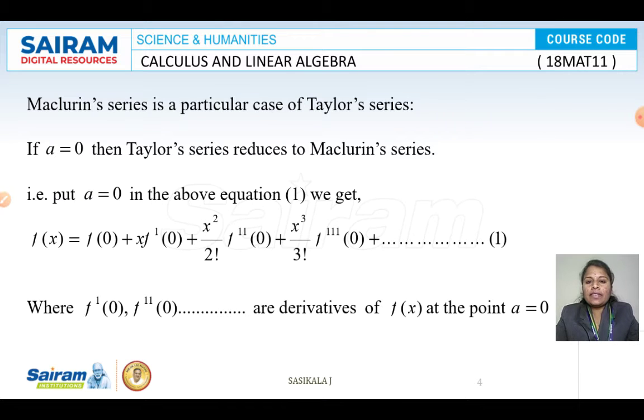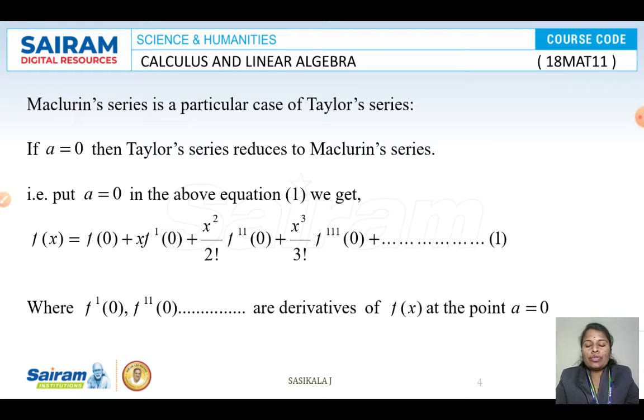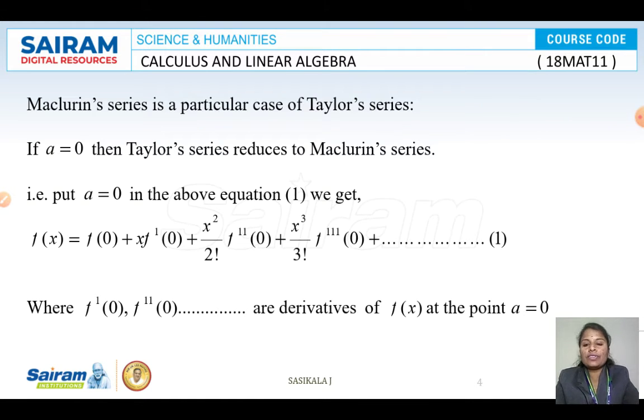From the same Taylor series expansion, we can write the Maclaurin series as a particular case of the Taylor series. Suppose a is equal to 0; then, substituting a is equal to 0 in the above equation, f of x becomes f of 0 plus x into f dash of 0 plus x squared by 2 factorial into f double dash of 0 plus etc. You can see the previous equation, where a is replaced by 0. So x minus 0 is x alone, then f dash of 0. That's what has been written here.